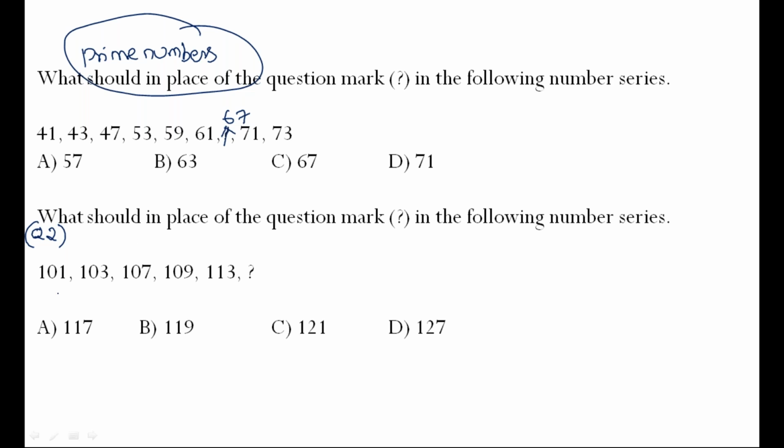Now, a few people will say, sir, this is plus 2, plus 4, plus 2, plus 4, plus 2, and 115 is not there. Yes, 115 is not there. So this logic is wrong. The plus 2 plus 4 logic is wrong for this, as that option is not available.